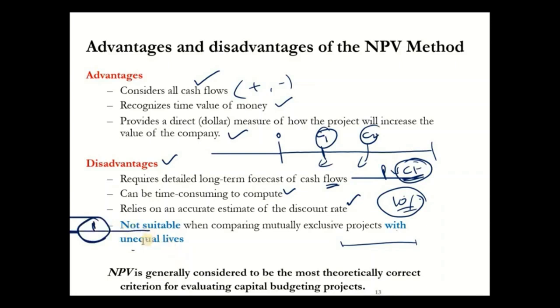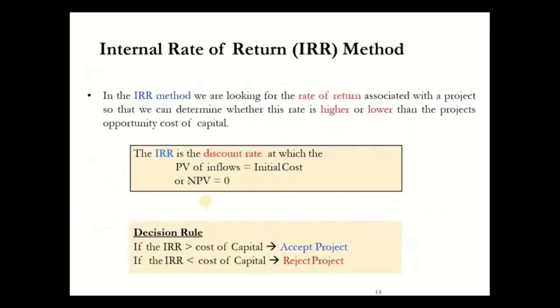Okay, so overall NPV is considered to be the most theoretically correct criterion for evaluating capital projects. Out of all the techniques, NPV is normally considered the most accurate one, or the most widely used one. Okay, now let's discuss the second method. The second method is basically the internal rate of return, IRR.